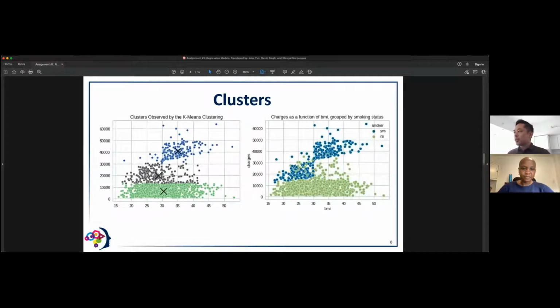And these are basically clusters that are observed. One on the left is through the use of the k-means clustering algorithm, and there are 3 optimal clusters. And on the right is manually putting the colors to separate the clusters. So in this case it is the BMI and whether one smokes or not. So there's a clear separation between the blue clusters and the green clusters.